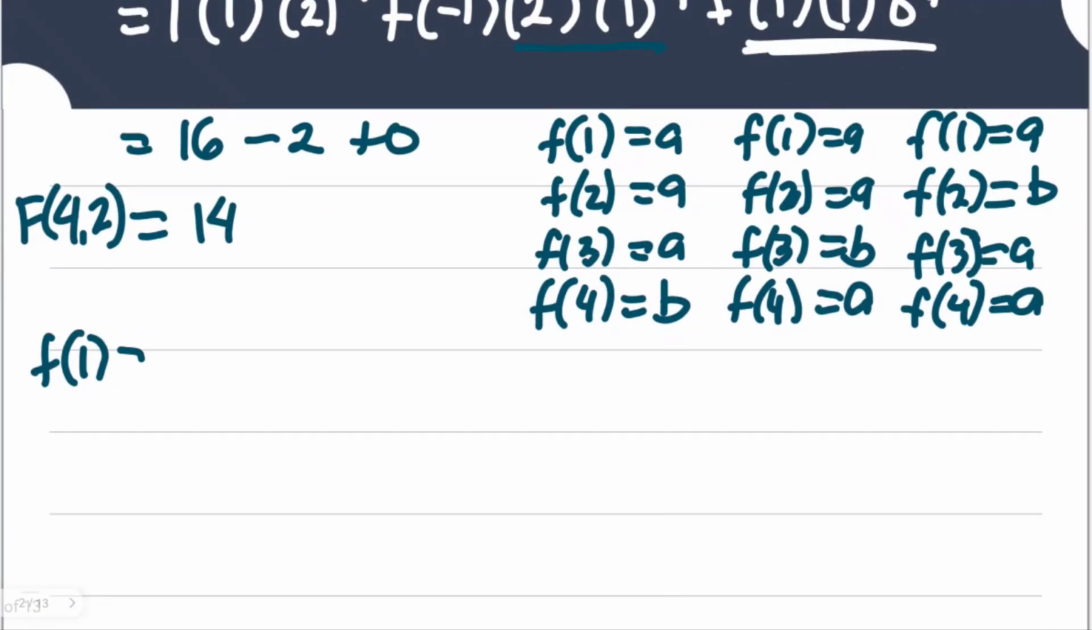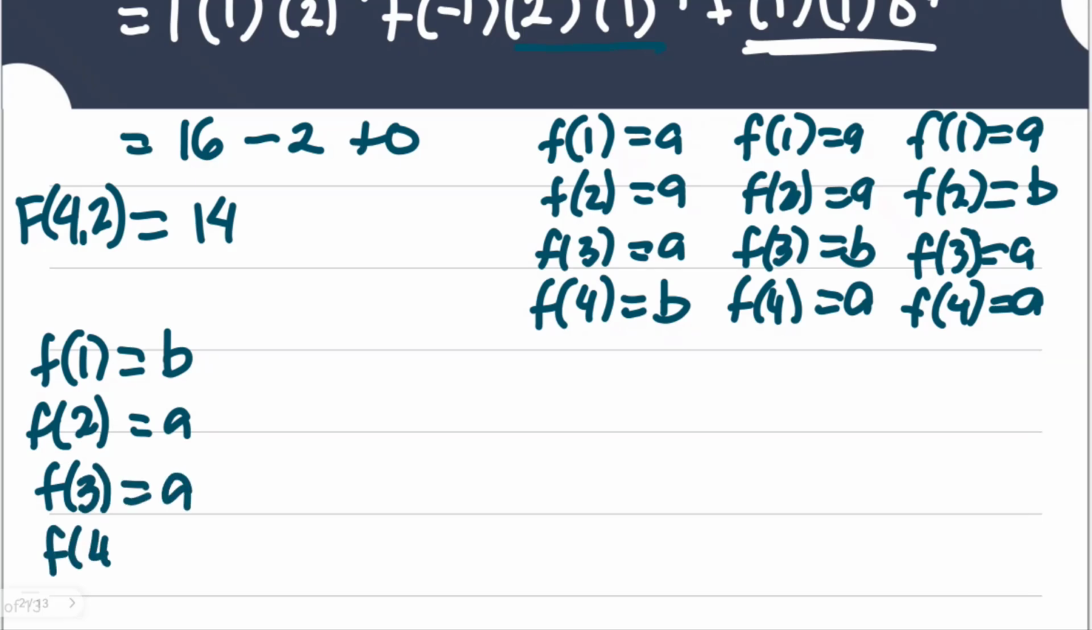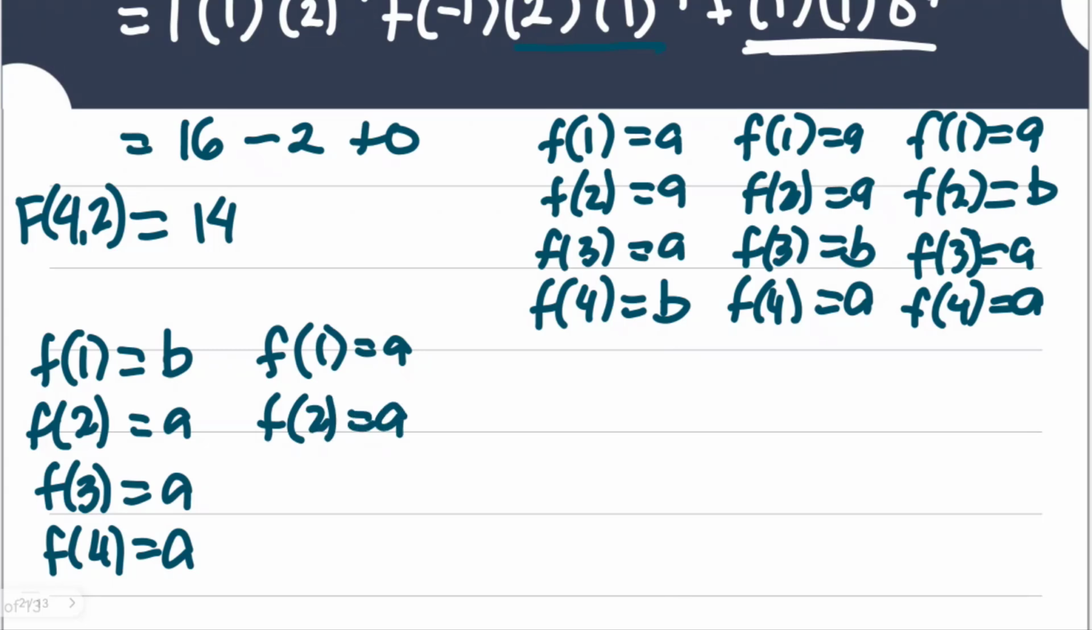So f of 1 could be placed in B, f of 2 could be placed in A, 3 could be placed in A, and 4 could be placed in box A. That's the first 4. Now, what if we start again? You have A here, A, and then you have B, and again B.